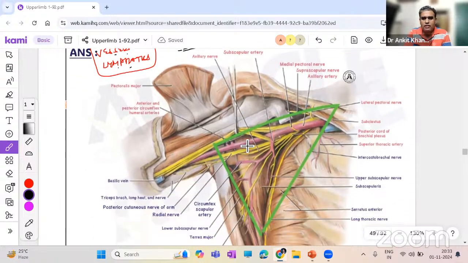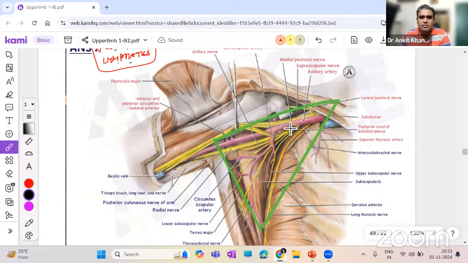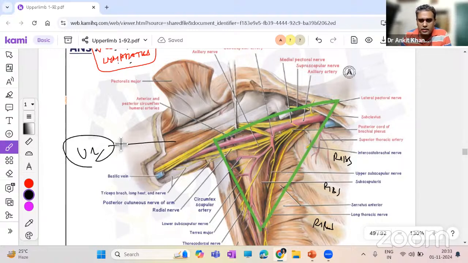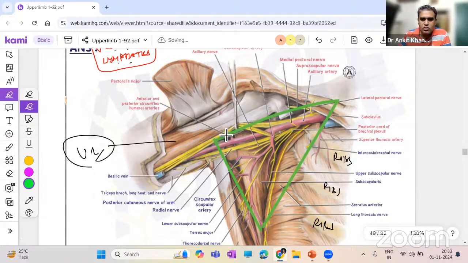Now, this is an image. You don't have to memorize this image, but you can understand through it. You can see the ribs over here. This is forming which wall? This is forming the medial wall. We are looking at the right axilla. You can see the upper limb, the arm over here. And this whole area, I guess you can fairly understand, is the whole axillary region.